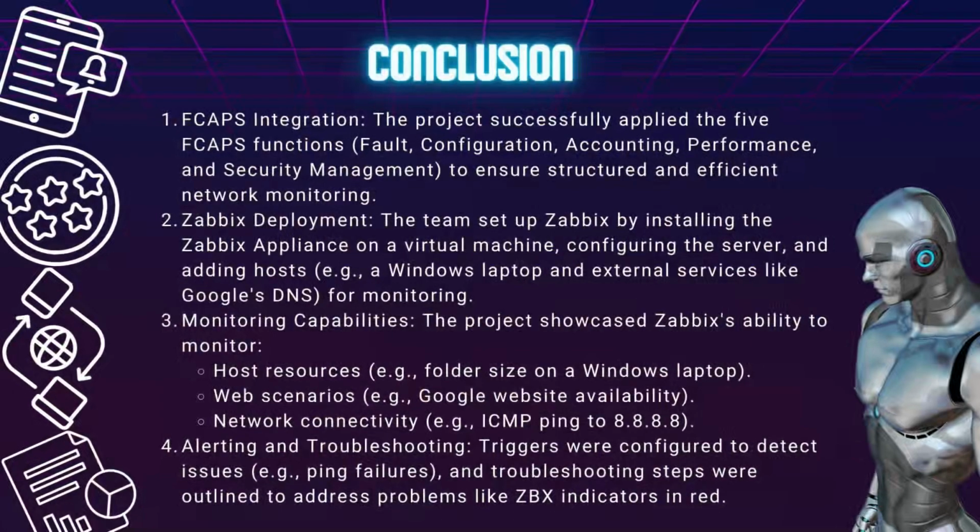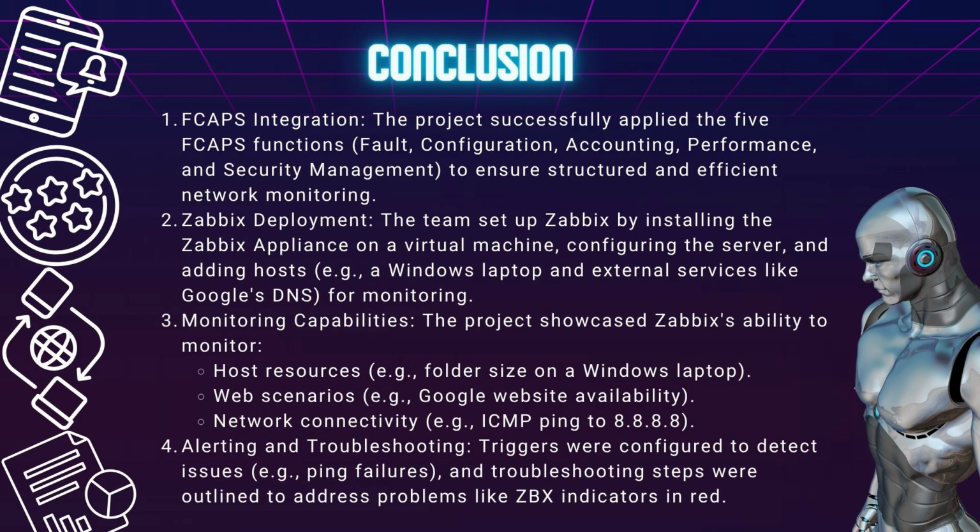As a conclusion, our project successfully implemented the 5 core FCAPS functions, which are fault, configuration, accounting, performance, and security management. By applying these principles, we were able to structure our monitoring system efficiently and ensure better control of network operations. Firstly, we started by deploying the Zabbix appliance on a virtual machine. Then we configured the server and added different types of hosts, such as a Windows laptop and an external DNS service, to be monitored.